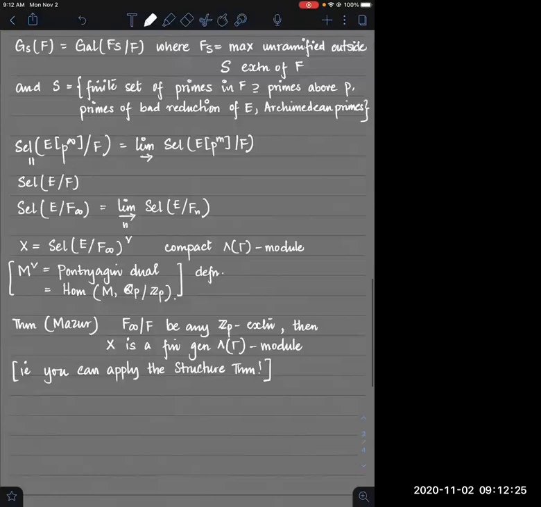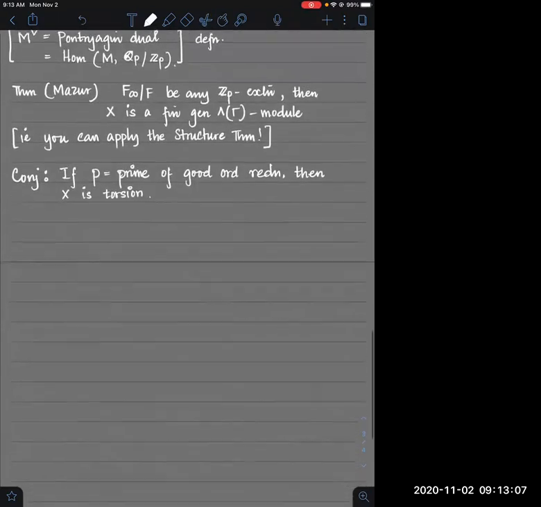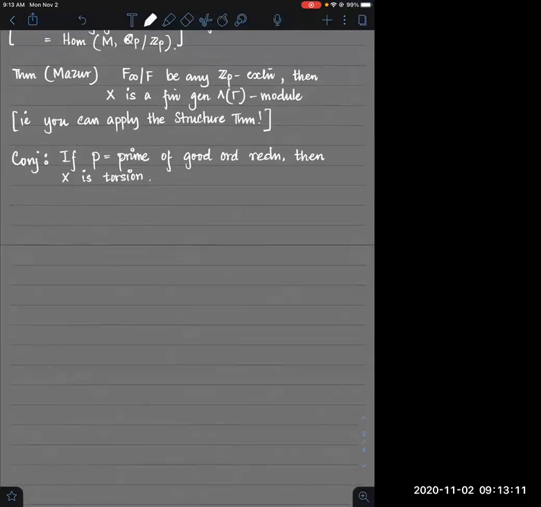But what he was not able to show was that it is torsion. So he made the following conjecture: that if p is a prime of good ordinary reduction, then X is torsion. And the only evidence we have in this direction is a result by Kato from 2004.